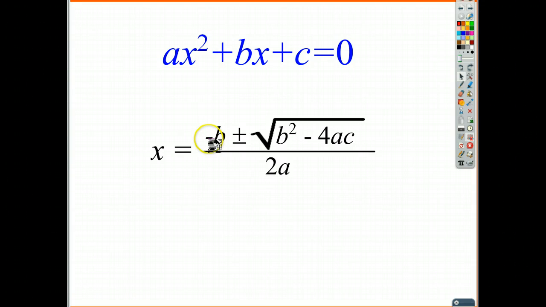What we're going to do is take negative b. So this is b, and you take the opposite. We're going to do plus or minus, and we're going to take the square root of b squared minus 4ac. We take b and square it, and we subtract 4 times whatever a is, times whatever c is, and then we divide by 2 times a. We calculate it, and that's going to give us x. Let's go ahead and try it.